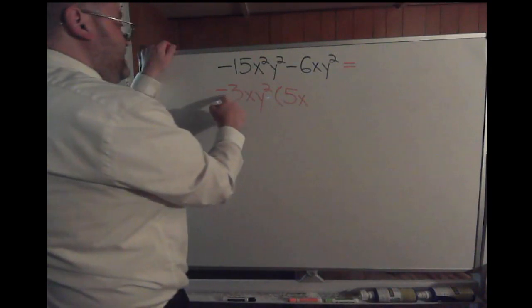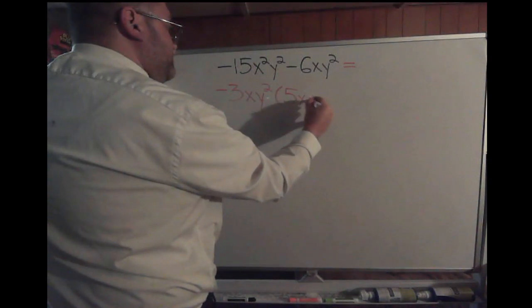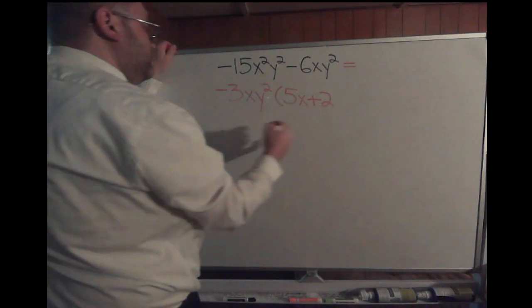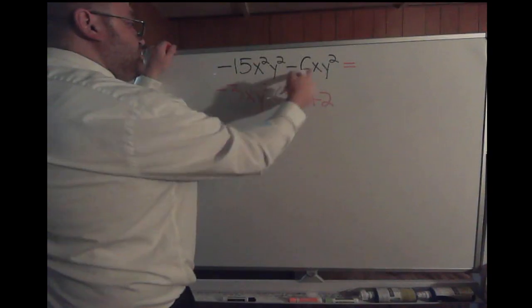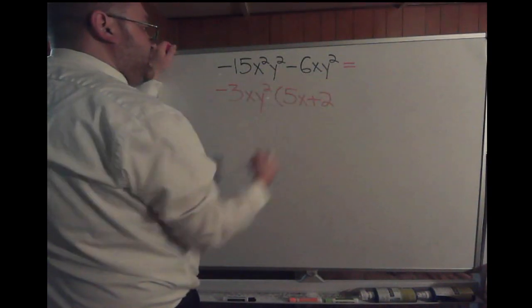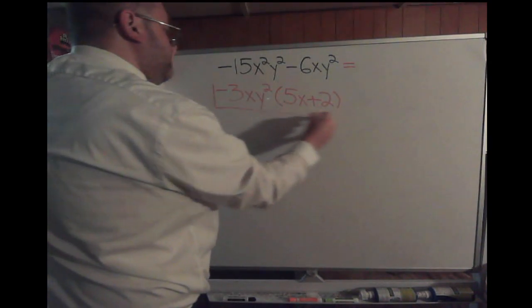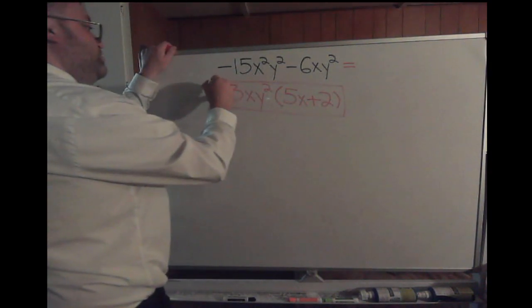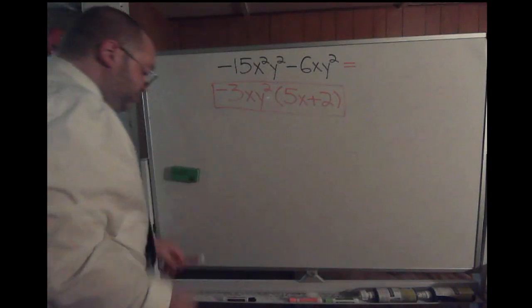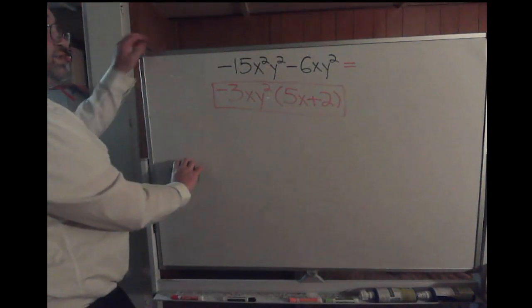Alright, so let's see. Negative 3 times what equals negative 6? That'd be positive 2. So in the parenthesis you'll have plus 2. Then we got x times what equals x? Just 1. Y squared times what equals y squared? Just 1. So the factorization of this should be negative 3xy squared times a quantity of 5x plus 2.